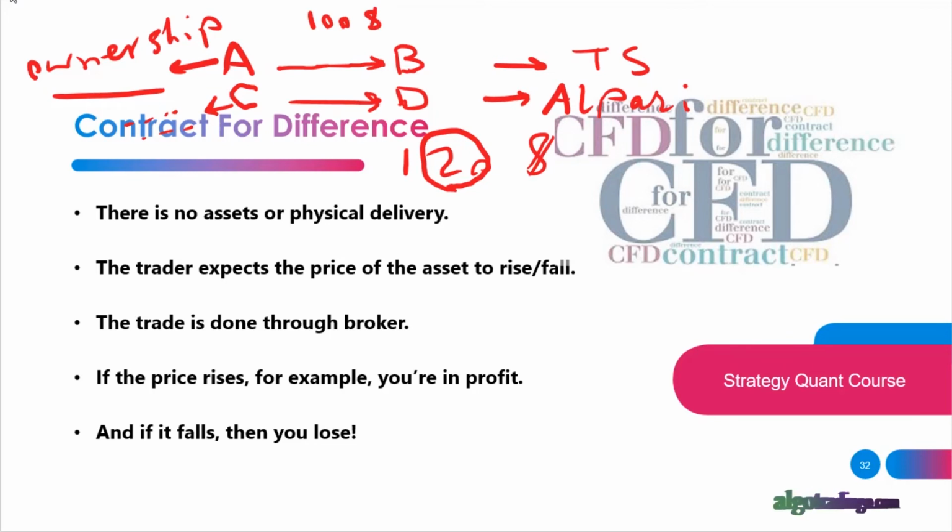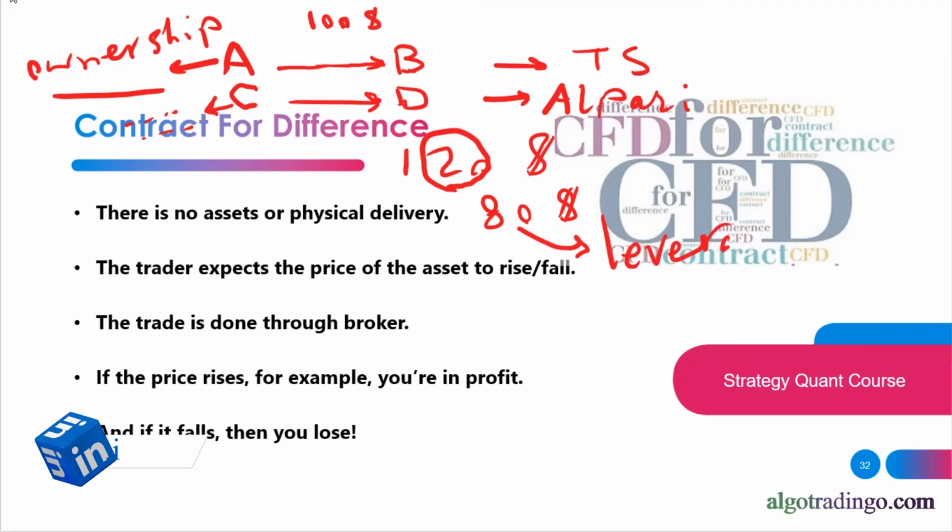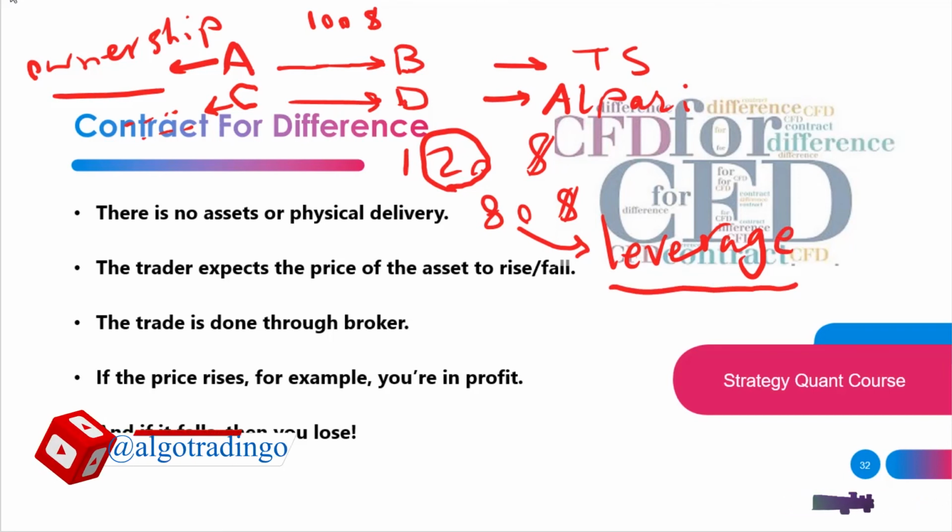And conversely, if the price drops to $80, both person A and C will lose $20 of their money, and both person B and D will get a $20 profit. So the price difference is paid to the people who trade in the CFD market. Also, there is a brokerage between the traders, and there is leverage, which is the big killer in this area of the market.